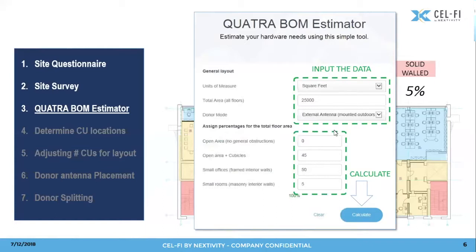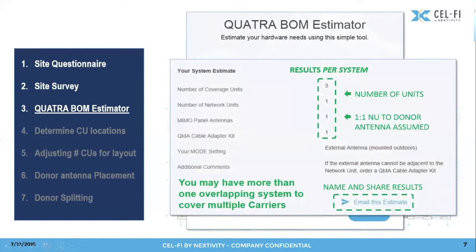Once you have done that, you will put in your percentage for those 4 spaces. Here we have 0% allocated to an open space, 45% for cubicle, 50% hollow wall, and just 5% for solid wall. And then you will press calculate. You'll immediately be presented with a screen that is basically your laundry list of the hardware that you need. Now, you can email this to anybody you'd like. You can give the project a name so you can keep them organized. And keep in mind that this tool tells you basically how many coverage unit locations you're going to have. And I'll show you what that means in a minute.